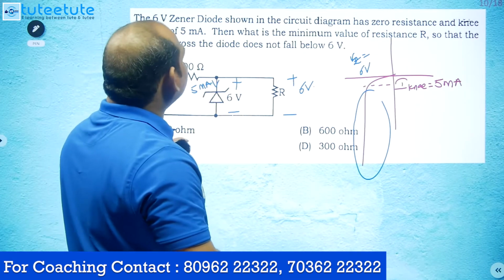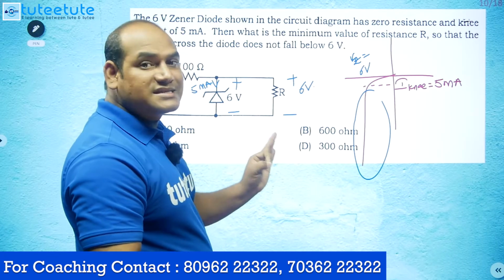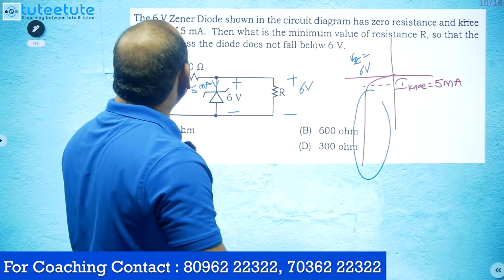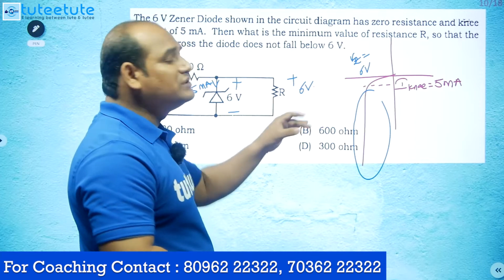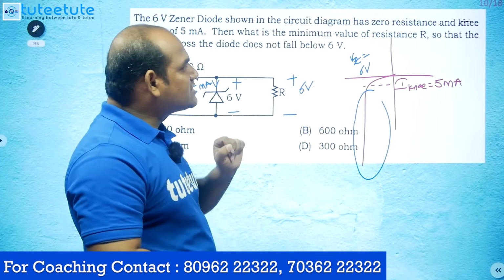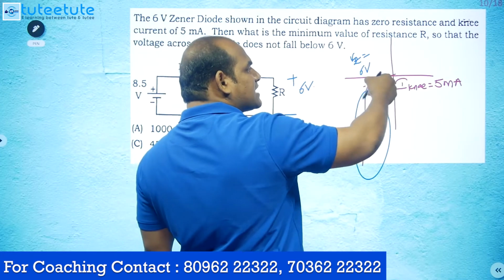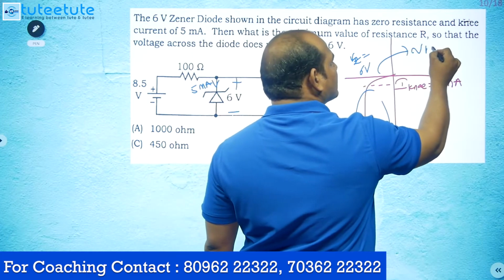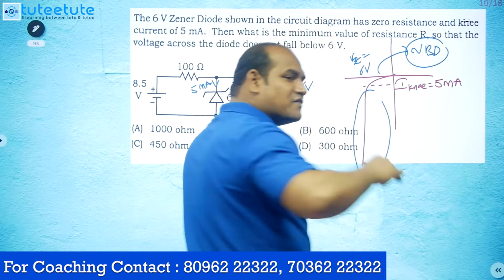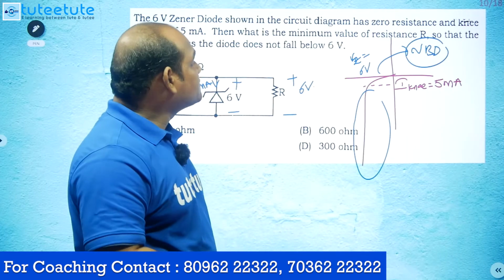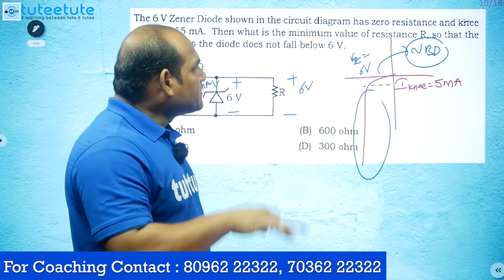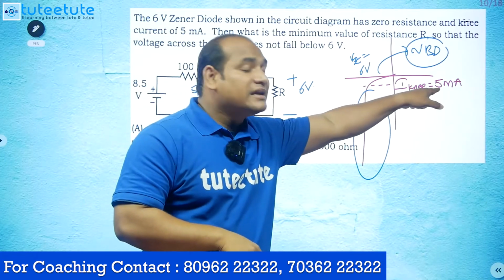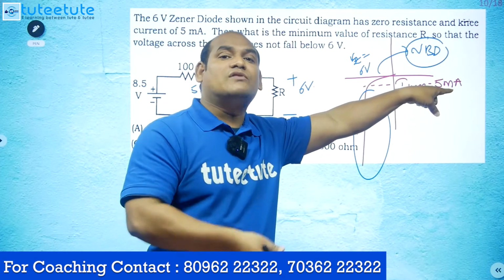Okay, so what is the minimum value of the resistance R so that the voltage across the diode does not fall below 6 volts? Does not fall below 6 volts means that whenever the voltage across the diode becomes less than 6 volts, it is the non-breakdown region. That means they are asking us to keep it within the breakdown region only. That means we have to maintain 6 volts only, which means the current should be greater than or equal to 5 milliamps.